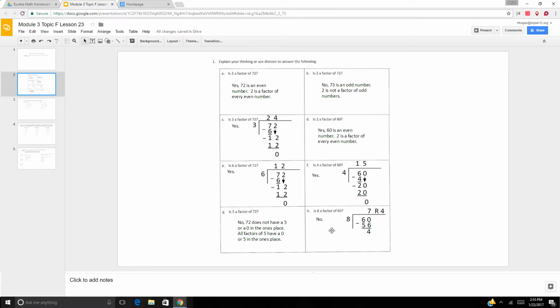Well, I know it's not because I know that 8 times 7 is 56. So I know it's not, but I also did long division to show it. Okay, so you can use your mental math. They wanted you to explain your thinking or use division. So if you said, well, 8 times 7 is 56, so no. And 8 times 8 is 64, then we know no. So you can use facts or you can use long division.